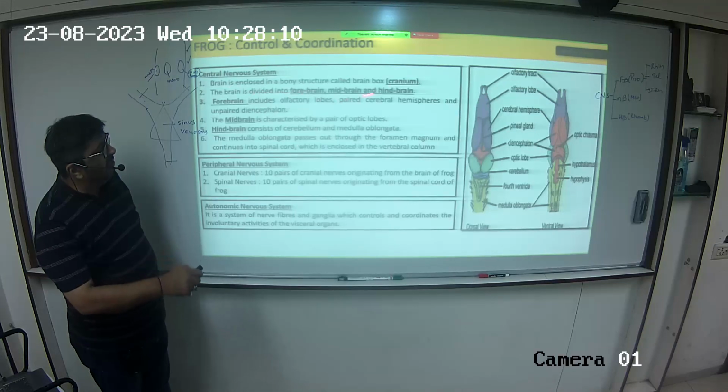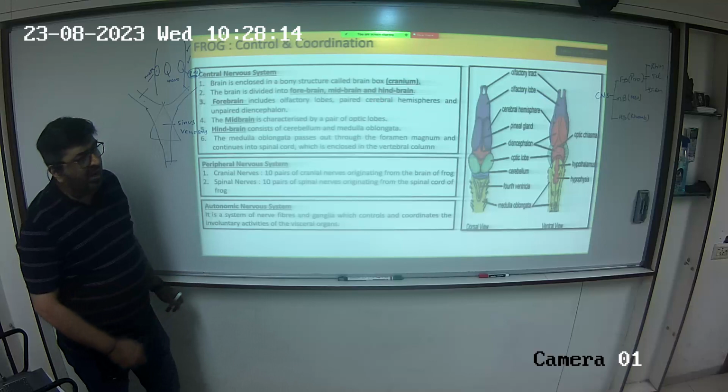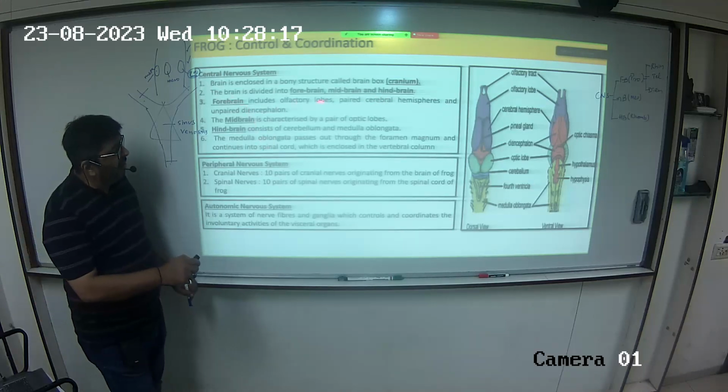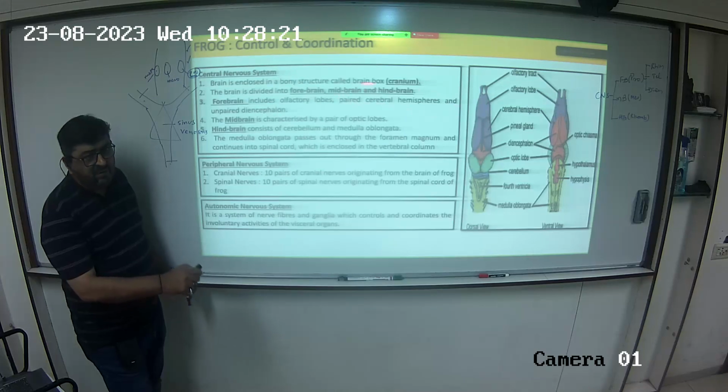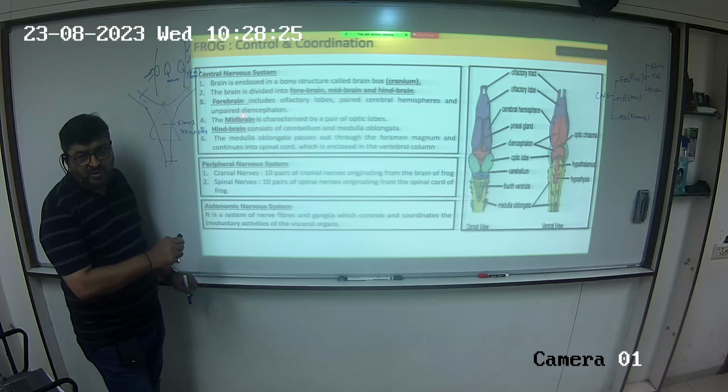So brain is enclosed in a cranium. Brain is divided into forebrain, midbrain and hindbrain. Forebrain includes olfactory lobes, rhinencephalon, paired cerebral hemispheres, telencephalon, and an unpaired diencephalon. Right?